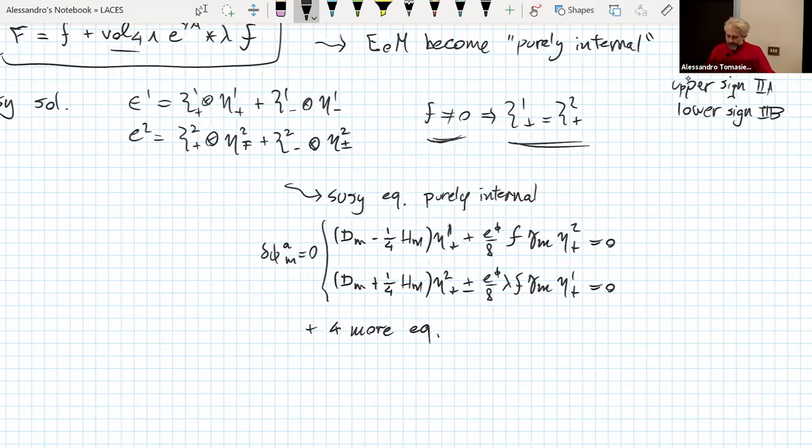But in full generality, when F is a polyform with all possible degrees, I don't recommend that approach. It has been attempted, but it led to a labyrinth of possibilities.